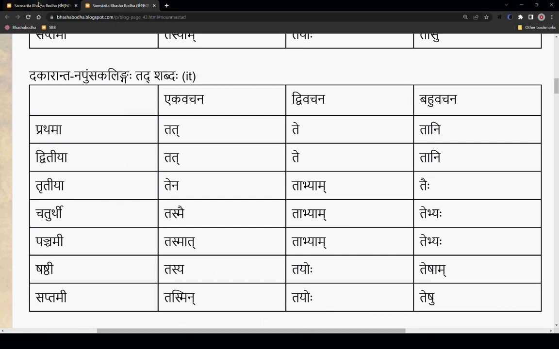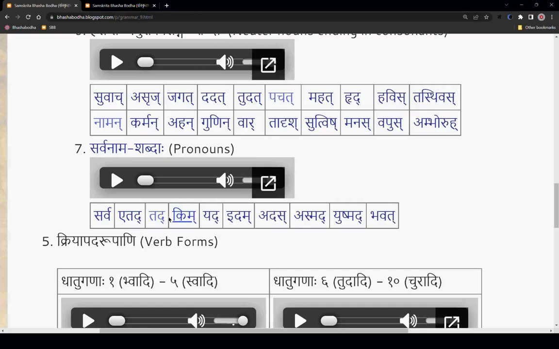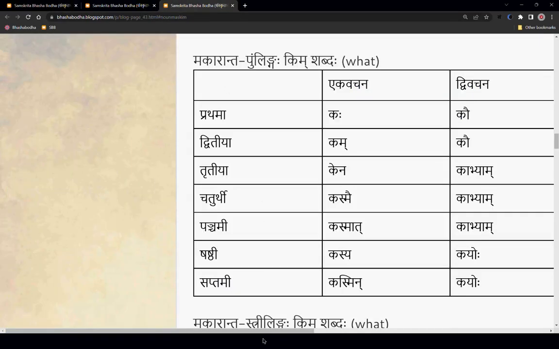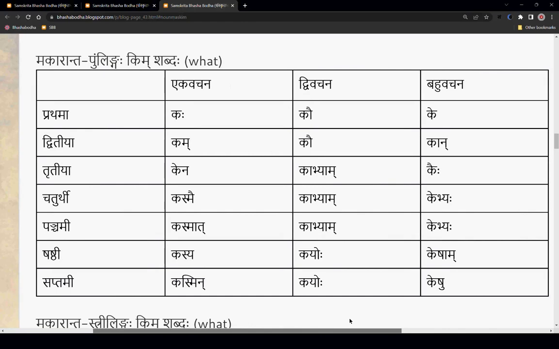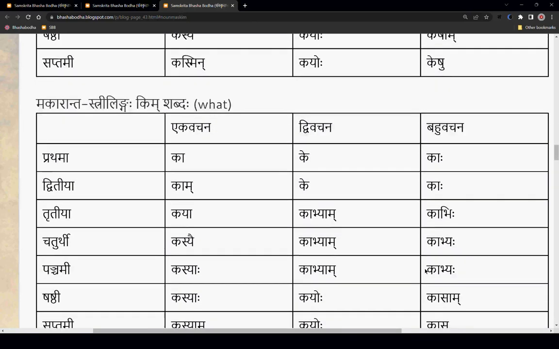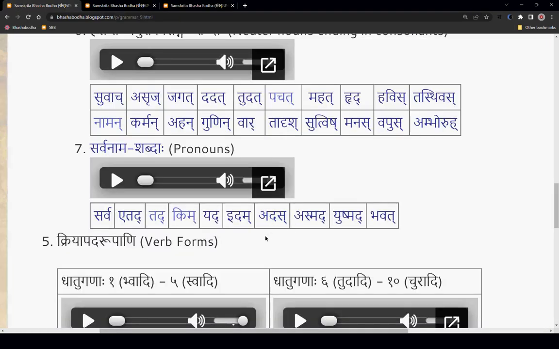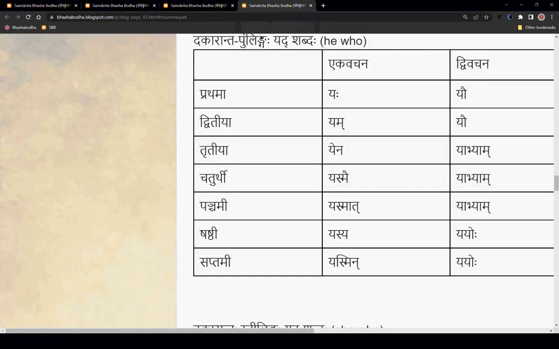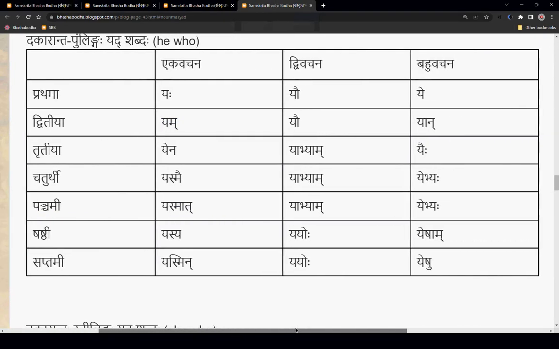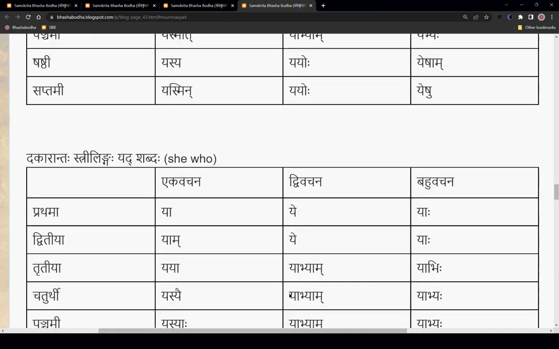Okay, so similarly, if you look at kim, kim is the pratipadikam for all three lingas. In pullinga it takes this form kah, kau, ke, etc., and in strilinga ka, ke, kah, and napumsakalinga kim, ke, kani, etc. Similarly, yaha, this yad is the pratipadikam, and in pullinga, strilinga, napumsakalinga it takes these different forms, yah, yau, etc.